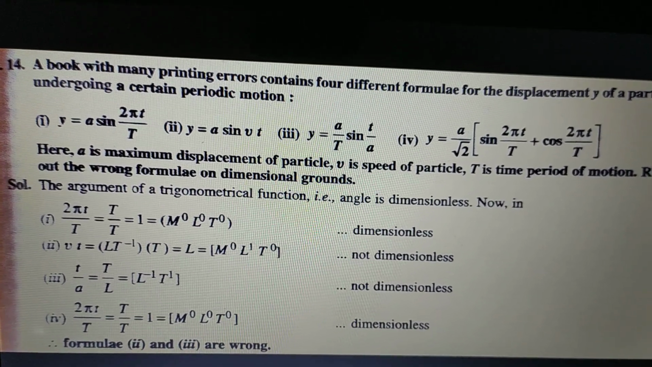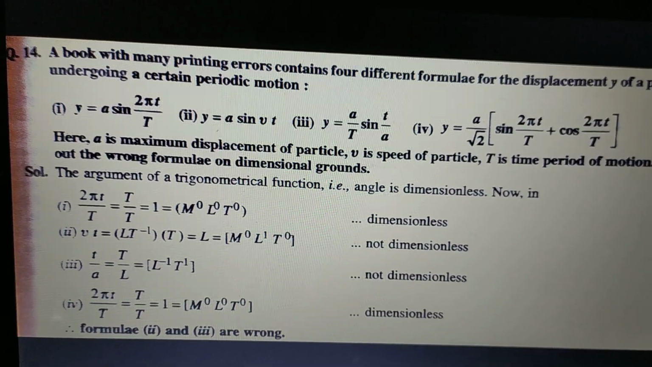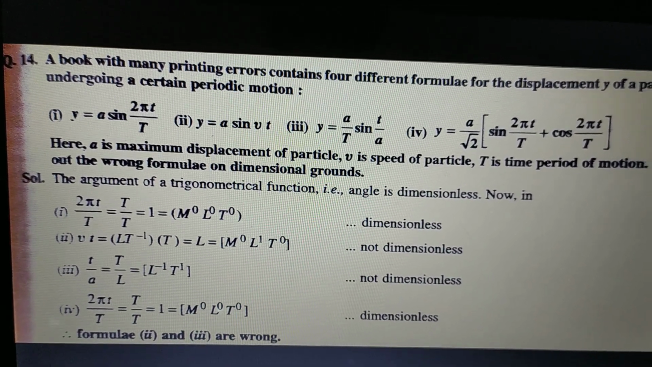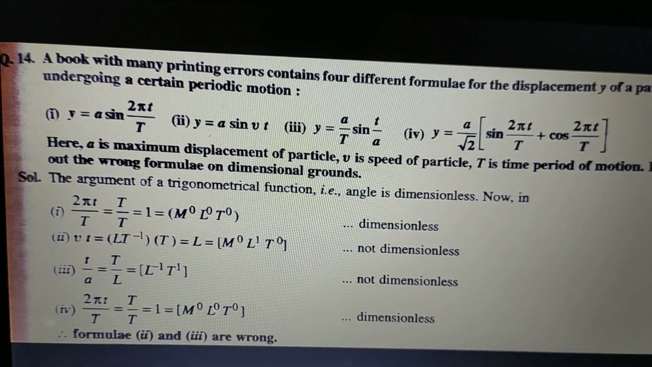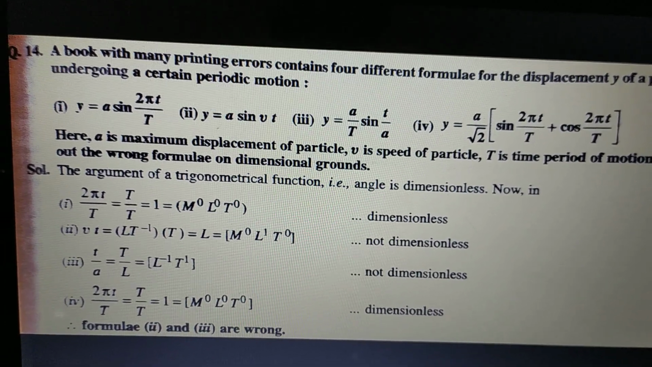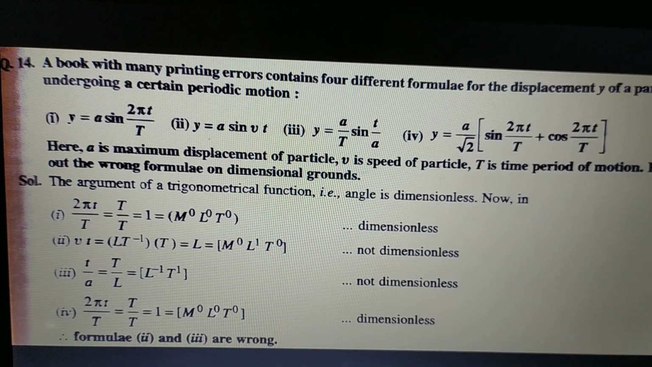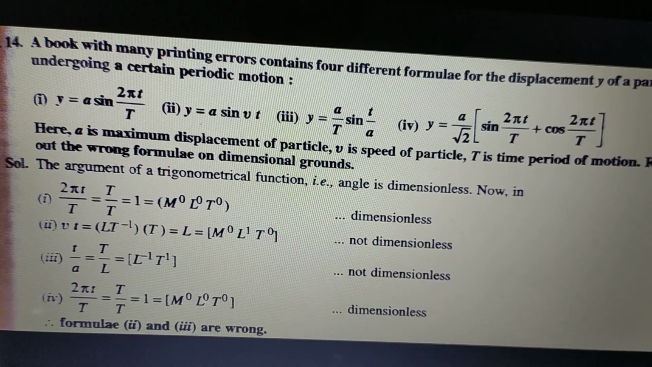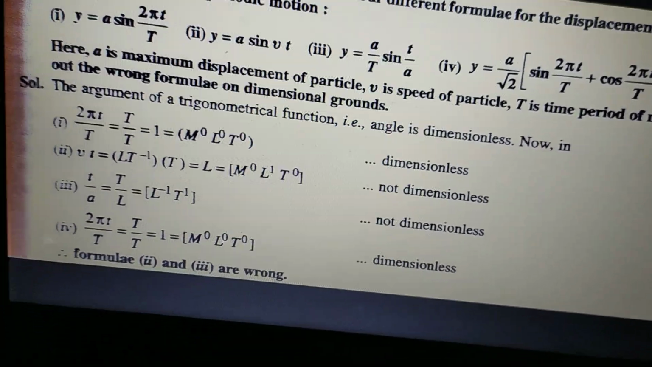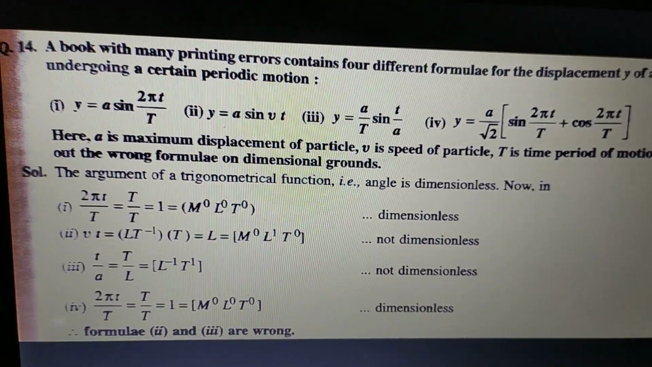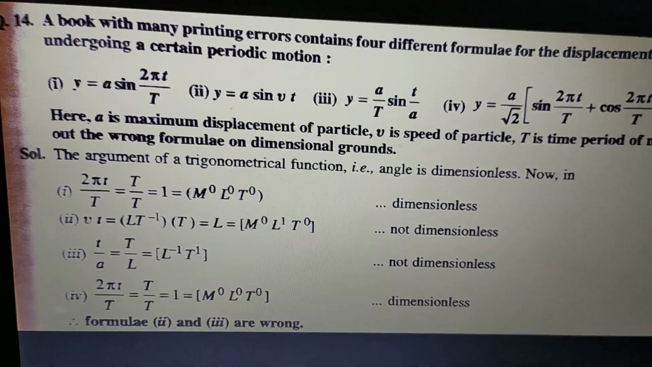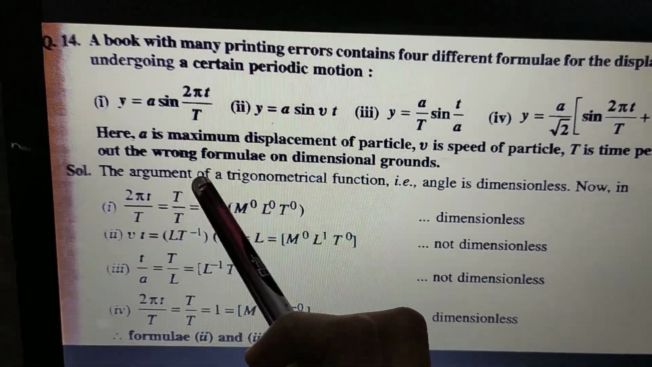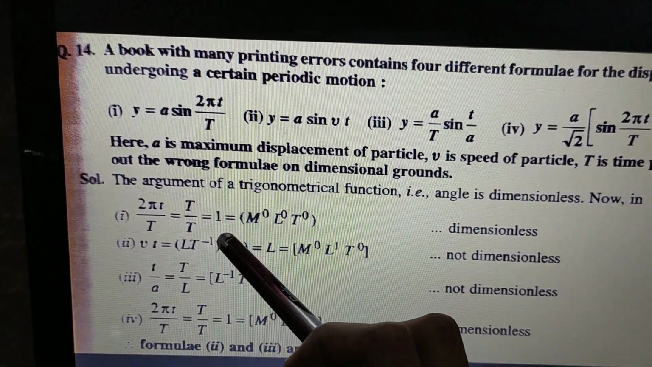We have to equate the dimensions on both the sides, that is, y should have the same dimensions as a sine 2 pi t divided by T. We already know 2 pi t divided by T is theta, and theta, sine theta, has units in radians. So y should have the same dimensions as a. Let us see this: what is 2 pi t divided by T? Dimensions of t divided by T, so this is equal to 1.